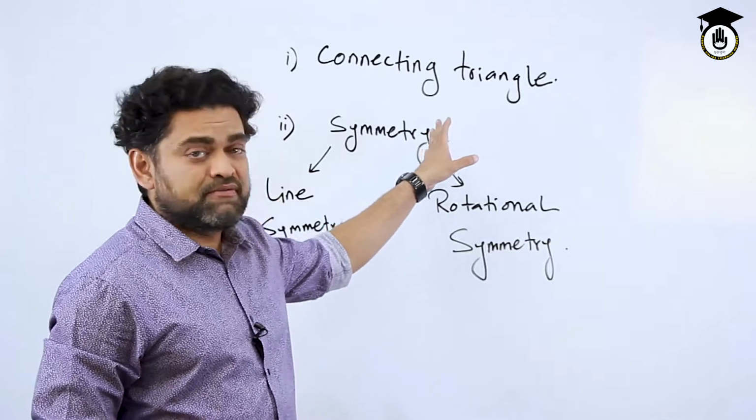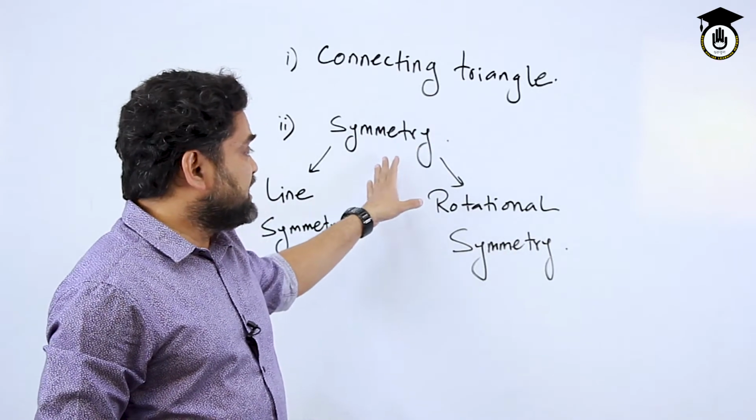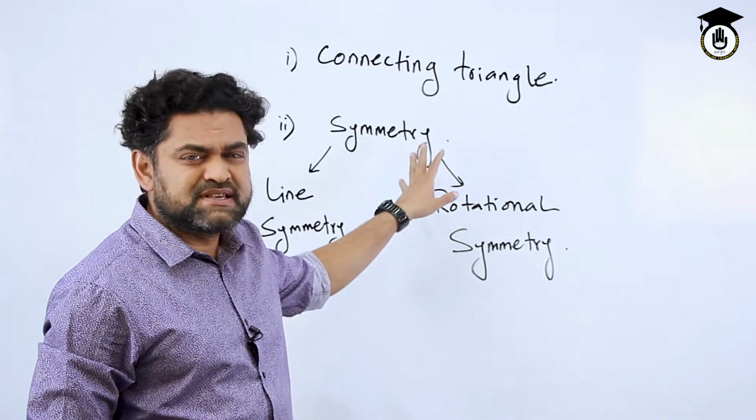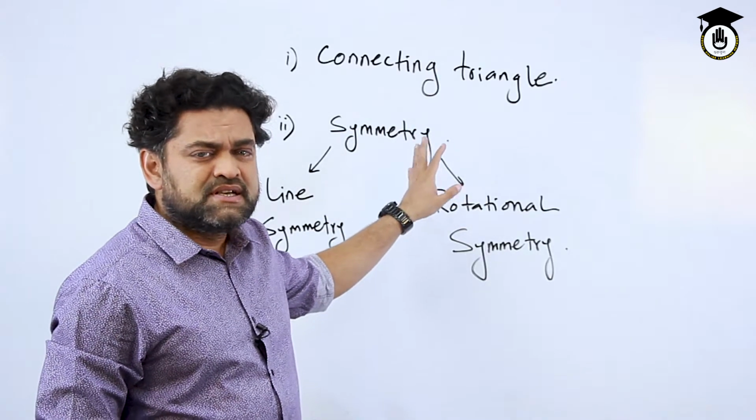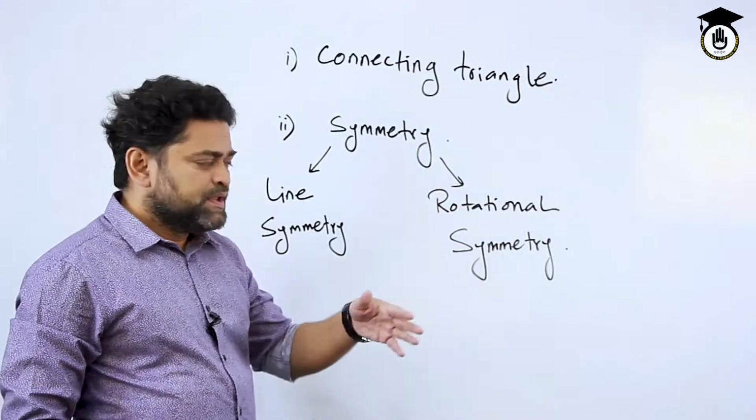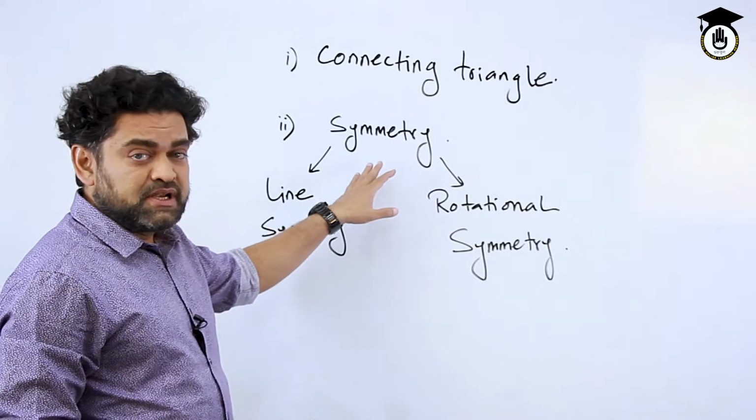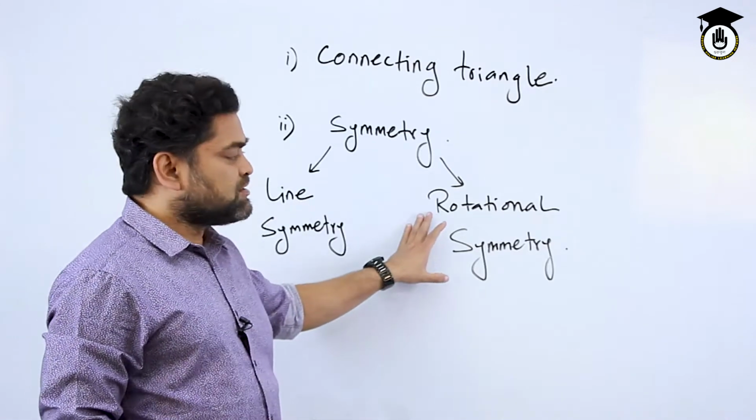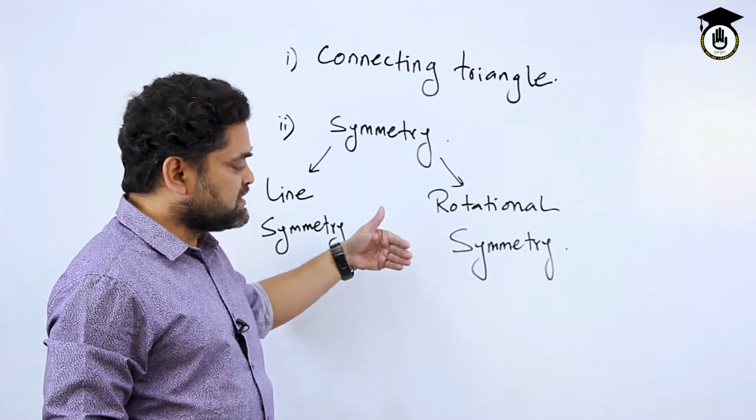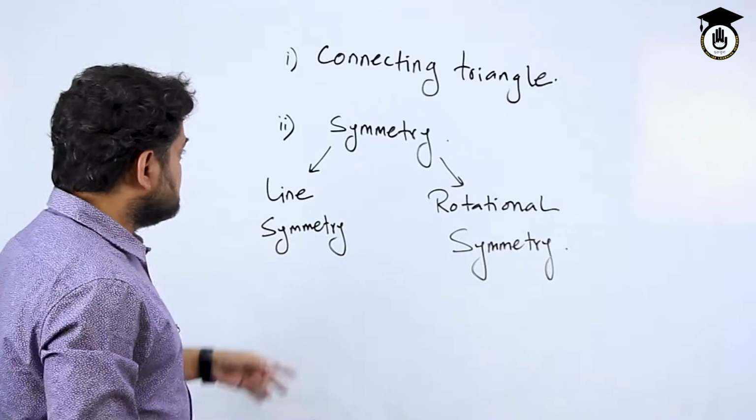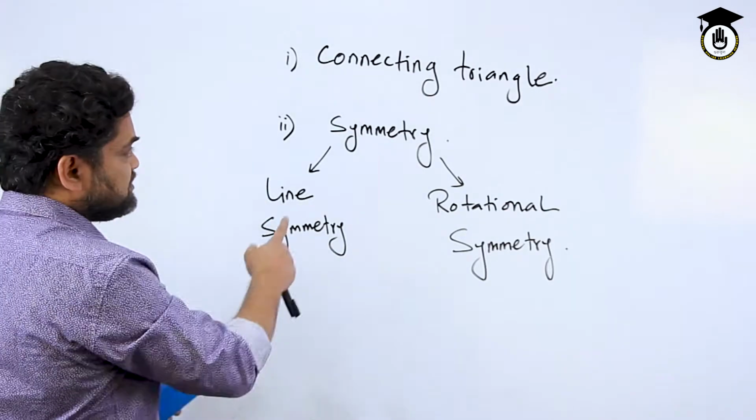As you have seen, I have already written on the board. And another topic I will discuss is symmetry. These two topics are really very important in O-level geometry. Let me give you a normal idea about symmetry: there is line symmetry and rotational symmetry, which you will find later. First, I will discuss the connecting triangle.